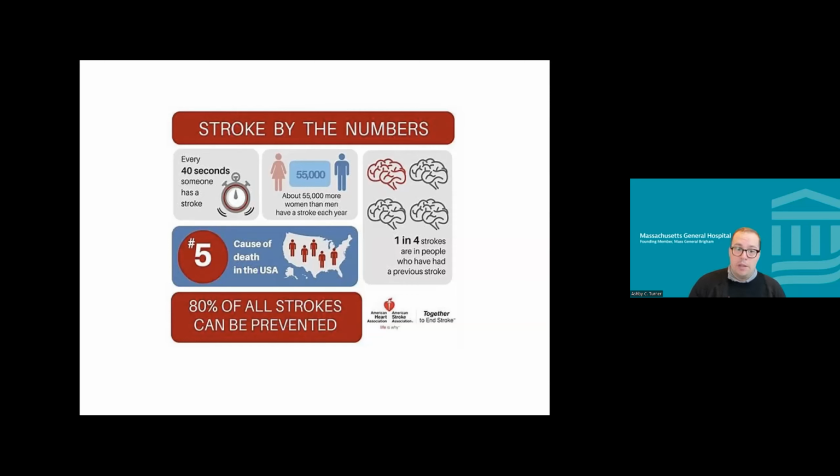So while we certainly worry about it as a fatal cause, even in the patients where it doesn't result in death, it can still have significant impairment and alteration of one's quality of life. And it's theorized that 80% of all strokes can be prevented, hence the importance of having this talk here.